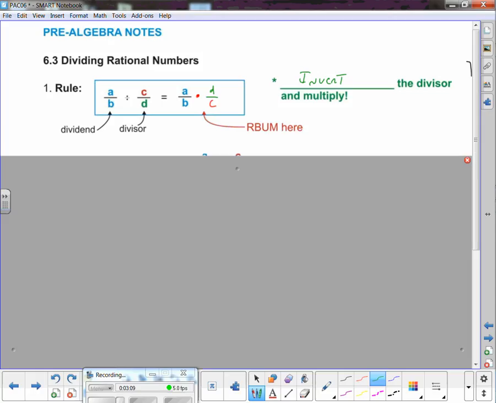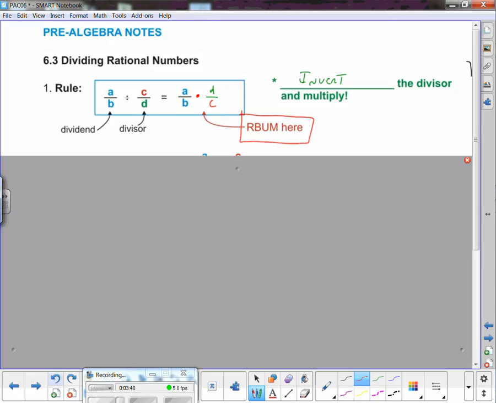And in addition to that, once you get to the multiplication step, you'll want to RBUM. Because once you're there, it's just a multiplication problem, yes? This right here, you don't need to box it in, is a multiplication problem. So once you're ready to multiply, you're going to RBUM, reduce before you multiply, then top times top, bottom times bottom. So dividing is a lot like multiplying, except you take the second fraction and you flip it upside down, and change the division symbol to a multiplication symbol.